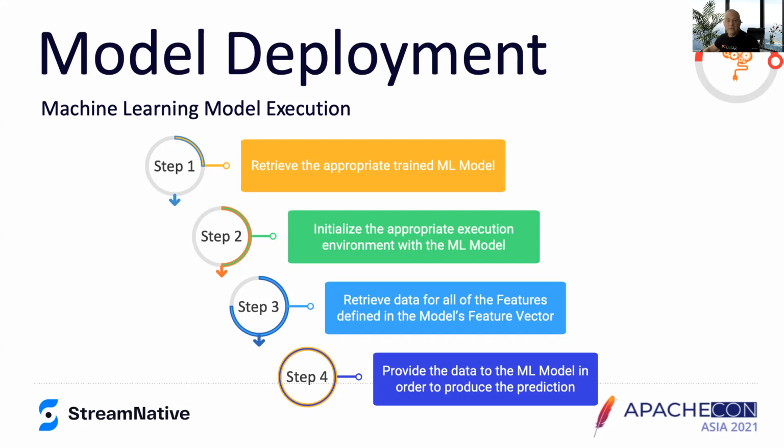Third, you need to retrieve all the data for the features defined in that feature vector. So you go look at the associated feature vector definition. You have to have a strategy for getting all those values into the model itself. Once you retrieve those values for the model, it's step 4. You then feed it into the model, execute it, and allow it to generate the prediction itself.